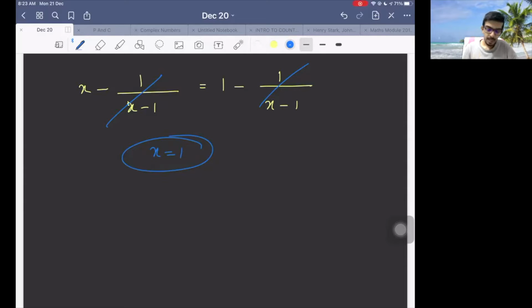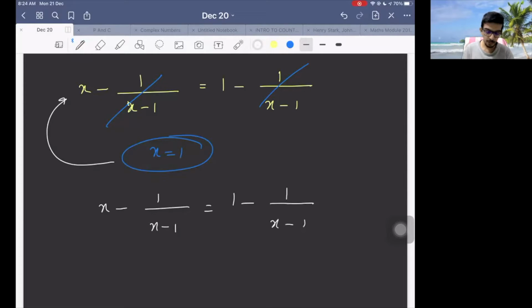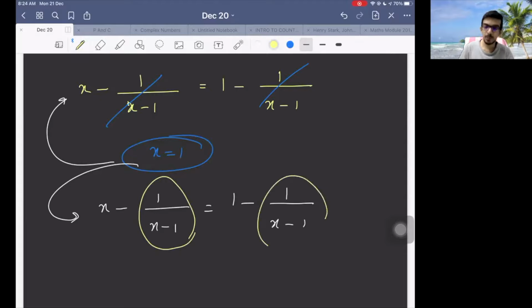Okay, listen. Now you got x is equal to 1, right? What is the meaning of a solution to an equation? It should satisfy the equation. Now let's see whether x is equal to 1 will satisfy our original equation. Our original equation is x minus 1 by x minus 1 is equal to 1 minus 1 by x minus 1. Now when I substitute x is equal to 1 in the original equation, what happens to this expression?